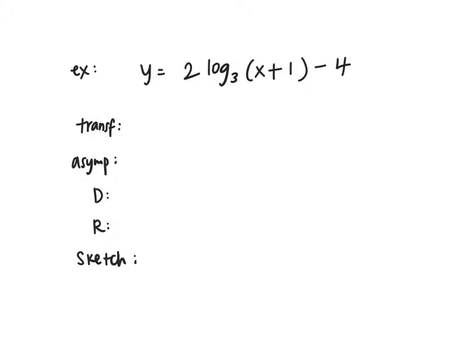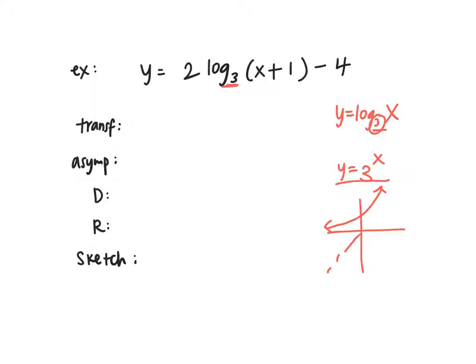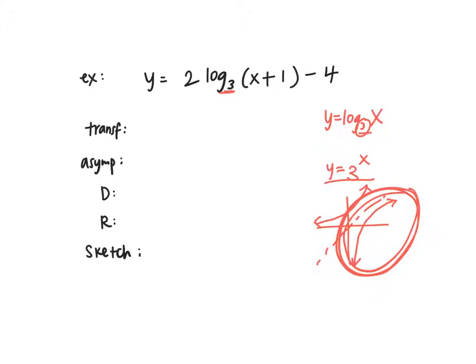Alright, so let's take a look at another example here. If I look at the base, it's base 3, so I know my parent function is log base 3 of x. That means the inverse function is y equals 3 to the x, right? The exponential function is the inverse function with the same base. So y equals 3 to the x is the inverse function. Well, y equals 3 to the x is an exponential growth, so I know it looks something like that. And if I make it symmetrical over the diagonal, I know my graph will look something like this guy right here. Okay, keeping that in mind, let's go ahead and find the transformations.